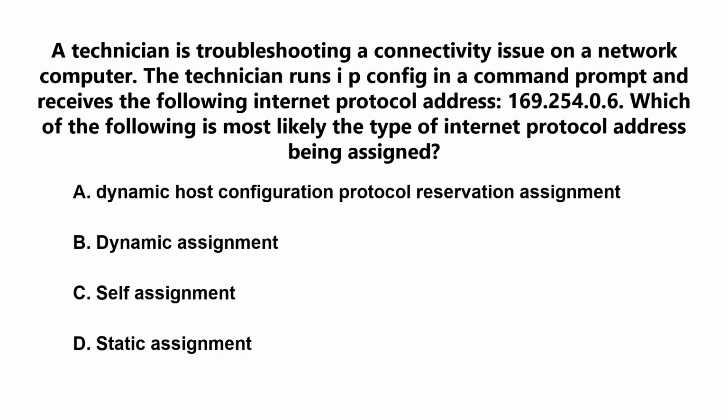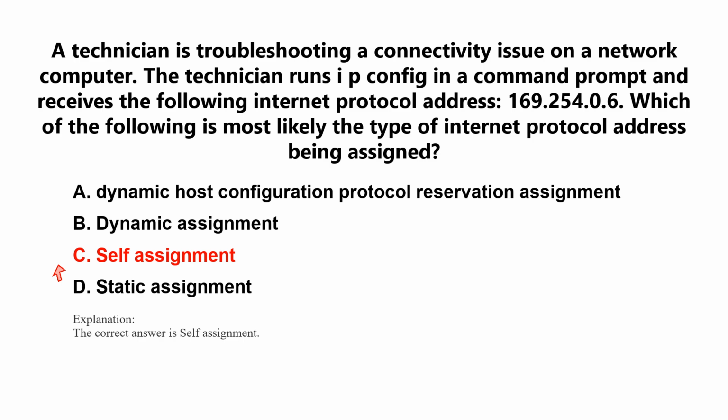Question 10. A technician is troubleshooting a connectivity issue on a network computer. The technician runs ipconfig in a command prompt and receives the following Internet Protocol address, 169.254.0.6. Which of the following is most likely the type of Internet Protocol address being assigned? Option A. Dynamic Host Configuration Protocol Reservation Assignment. Option B. Dynamic Assignment. Option C. Self-assignment. Option D. Static assignment. The correct answer is option C, self-assignment.